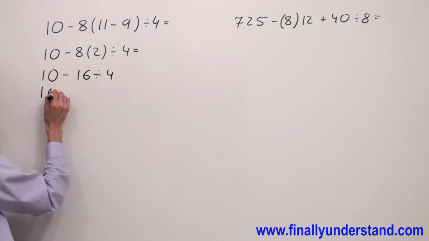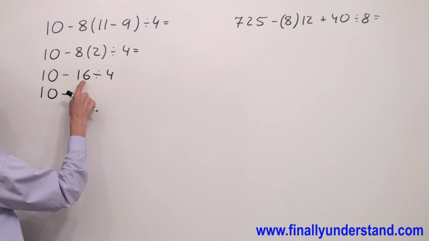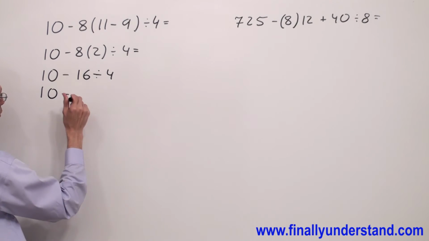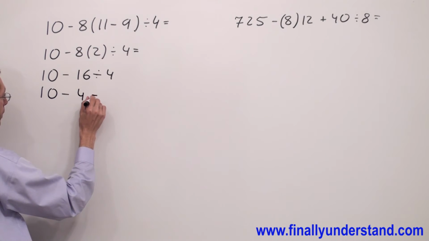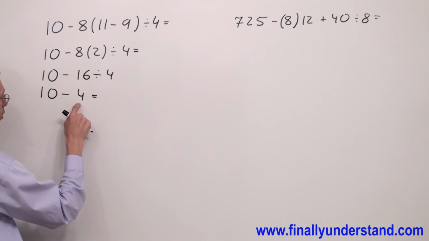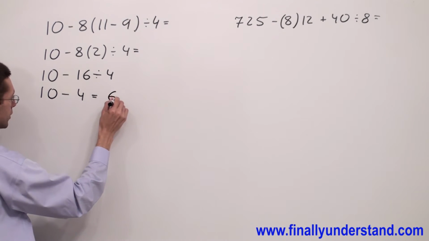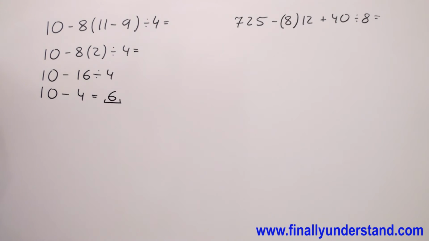I have 10 minus, now I can perform the division. 16 divided by 4 is equal 4. 10 minus 4 is equal 6. And this is the solution to my problem.